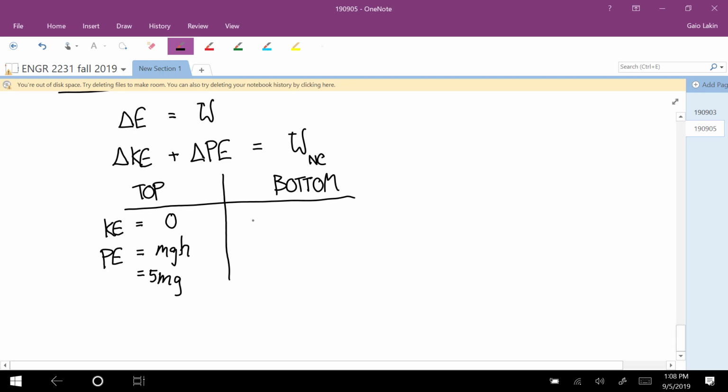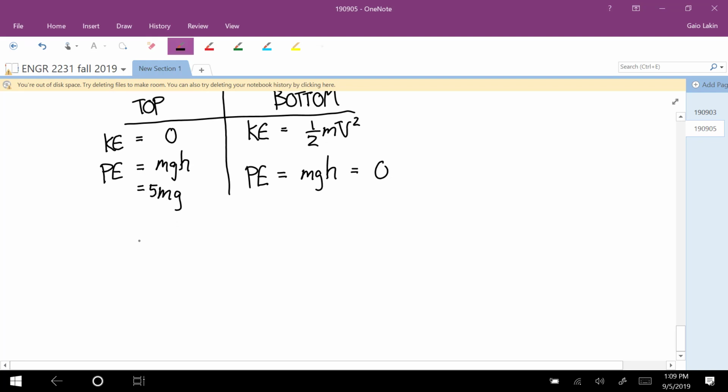And then at the bottom of the hill, the skier has some unknown speed. So we just have to write that as 1/2 mv squared. We'll try to calculate that speed. And the potential energy is mgh, but this time h is 0, so that's 0. And so the change in kinetic energy, so if I write this as change in kinetic plus change in potential is equal to the work done by non-conservative forces, this is 0.